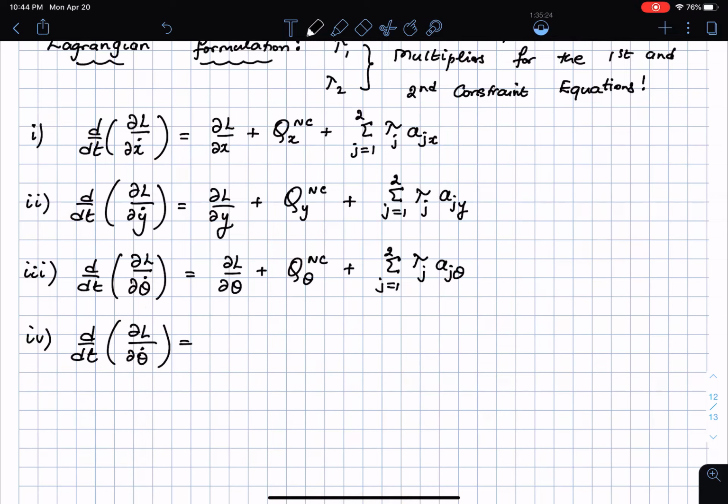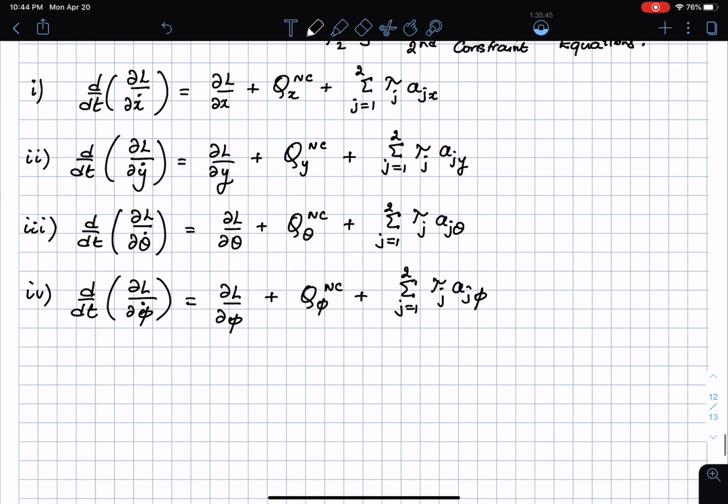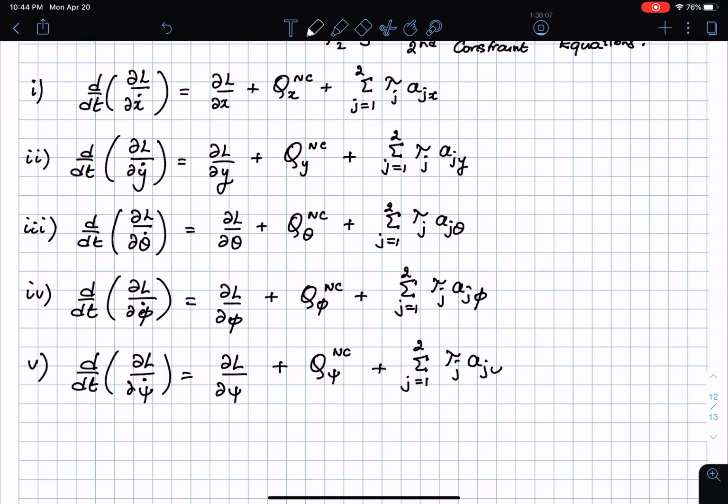Then the fourth one, d by dt dL by d phi dot, is dL by d phi plus Q phi non-conservative plus summation j equal to 1 to 2 lambda j a_j phi. And the last one, d by dt dL by d psi dot is dL by d psi plus Q psi non-conservative plus summation j equal to 1 to 2 lambda j a_j psi.